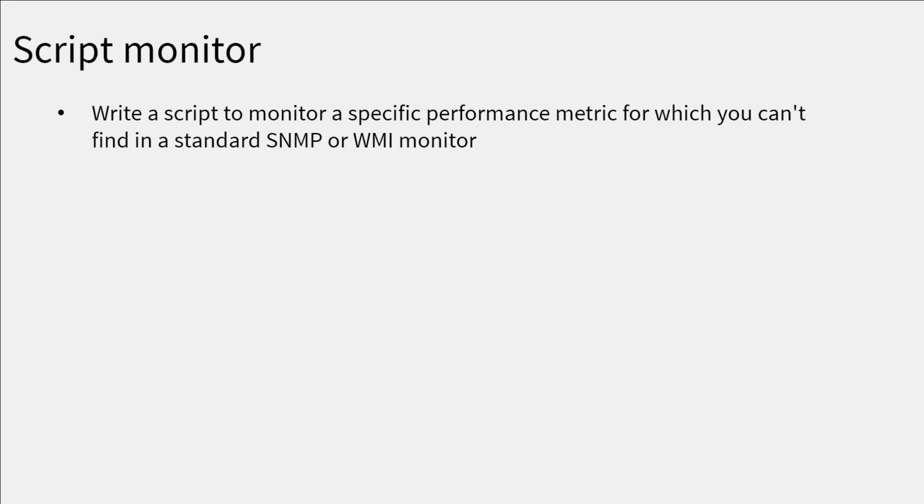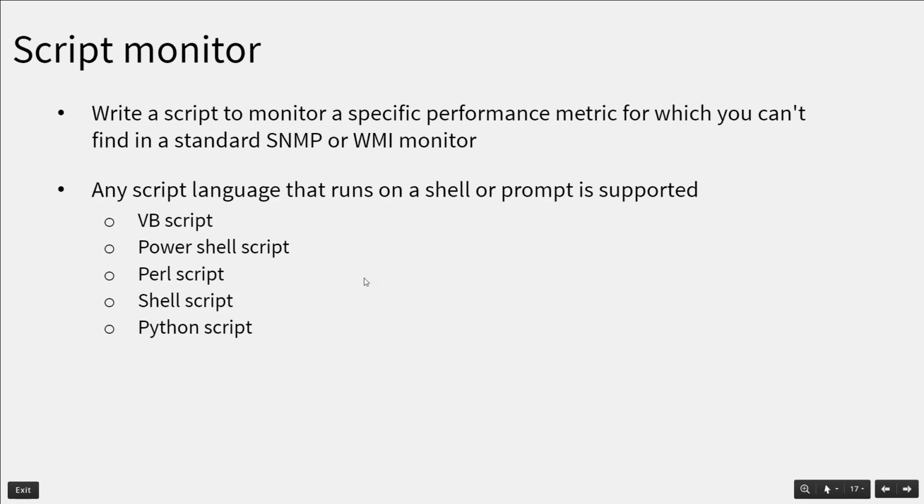Moving on to the next, which is script monitoring. Script monitoring, personally, is something which is really interesting. If you want to have your own script written to monitor any specific performance monitor you want, which cannot be found in a standard SNMP or WMI monitor, you can have your own script written and have them monitored. OpManager supports any script language that runs on a shell or a prompt, say VB script, PowerShell, Perl, or a shell script, or even Python script, which you can have written and monitored.